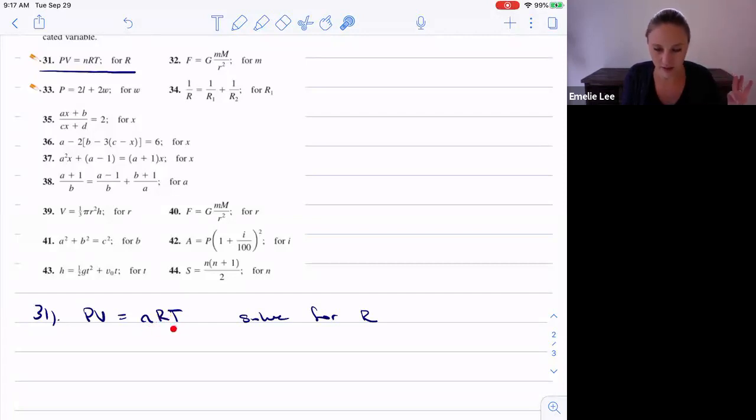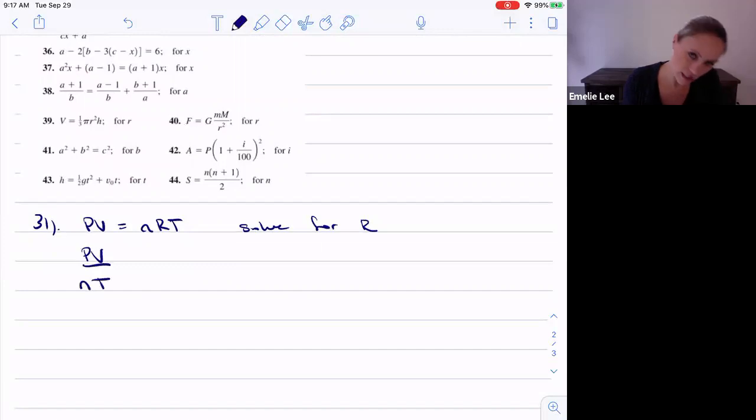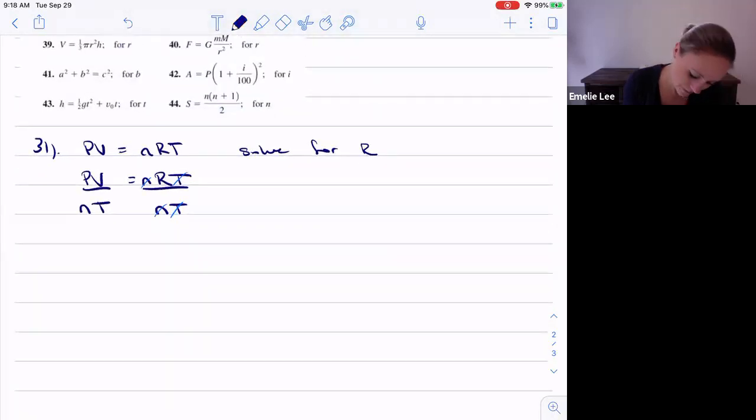If I'm multiplying here on this side, then I need to divide both sides by n and T in order to move it to the other side, right? So, basic solving rules here. We have PV divided by nT. I can move those because they're just multiplying on this side. I'm allowed to move those over as one thing, which equals R. Technically, I have nRT divided by nT, but because I'm multiplying and dividing, they go away. So we've got PV over nT is equal to R.